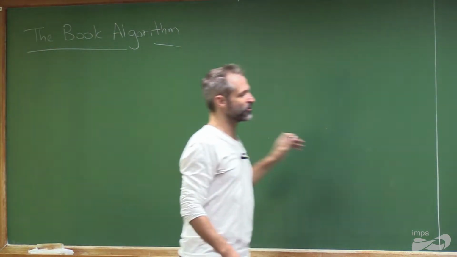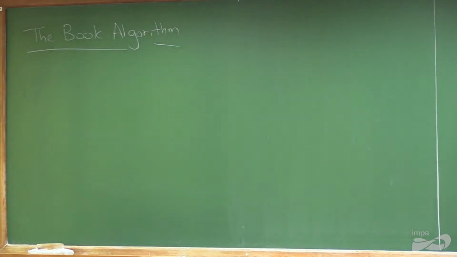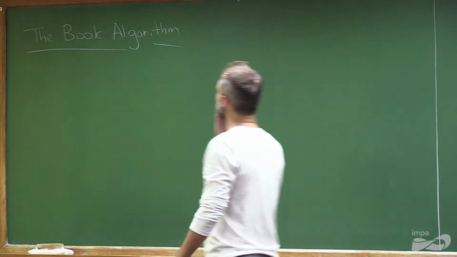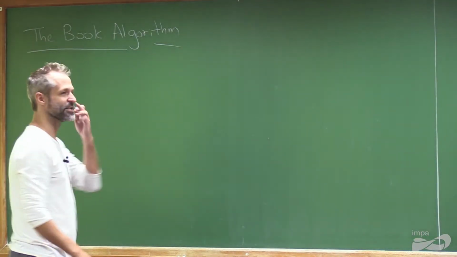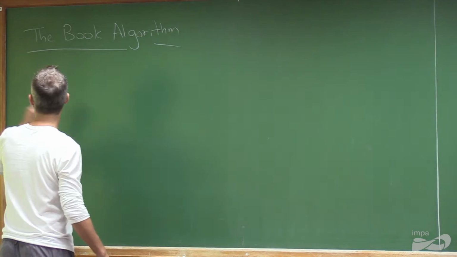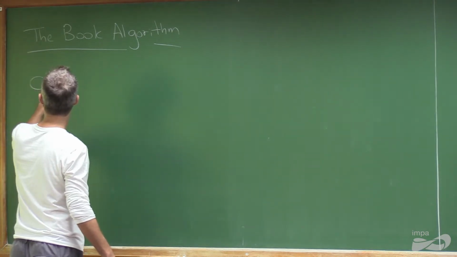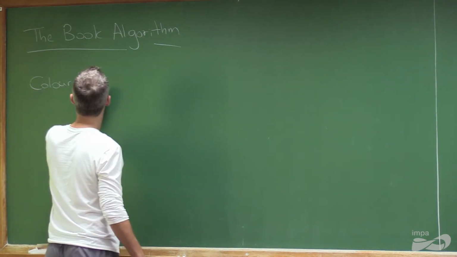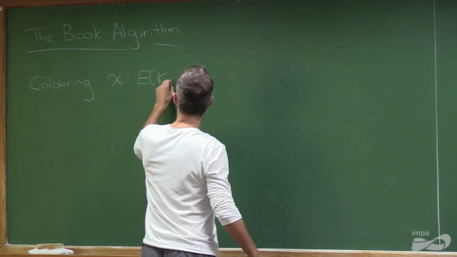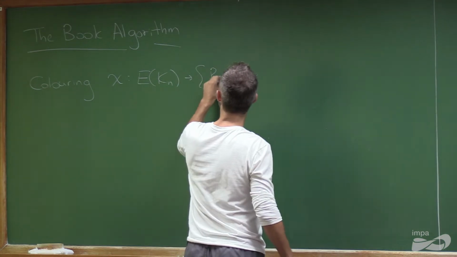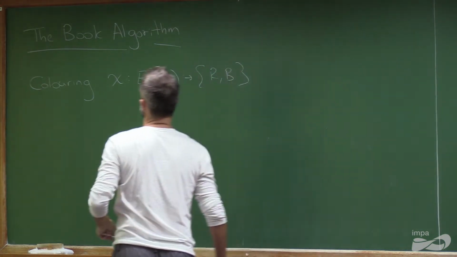Yes, I'll try and put the algorithm here, and then I'll explain what's going on over on this side. Okay. Right, so what were we given? What's our setup? So we're given a coloring, I'll call it chi, of the edges of the complete graph with red and blue.